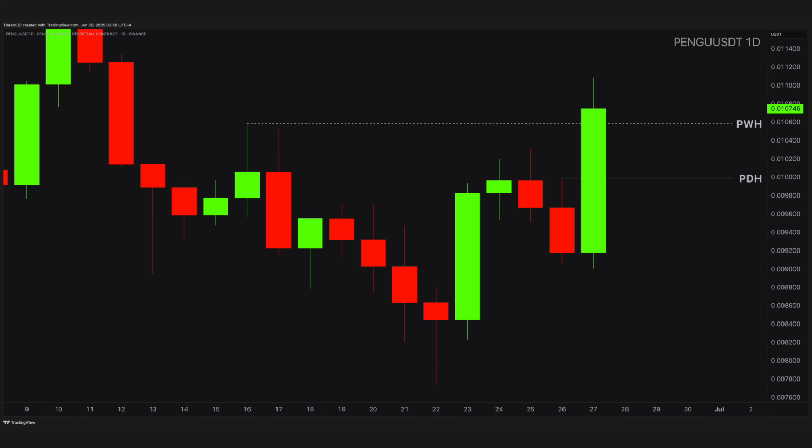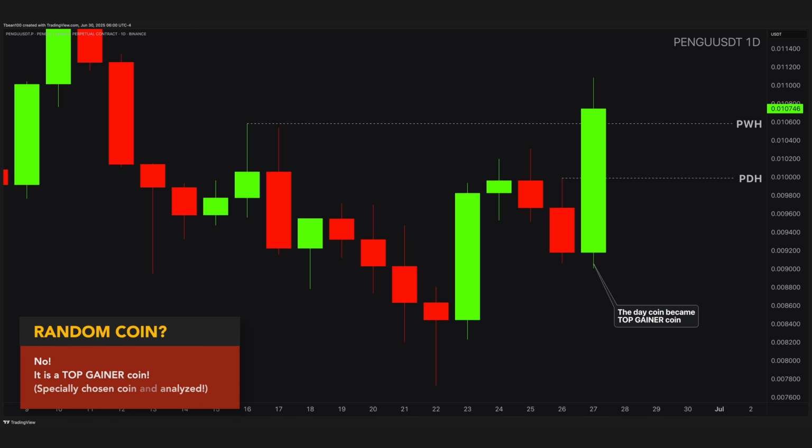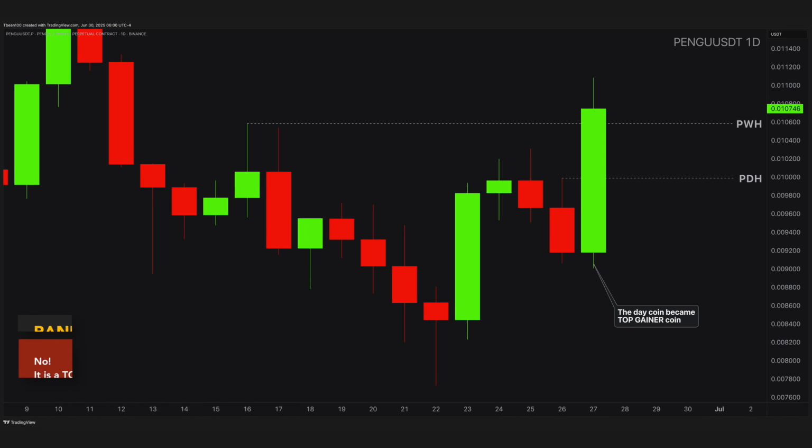If you just go back to the daily chart, you will also notice two very important things. Price attacking two institutional levels on that specific day: previous day high with previous week high. More importantly, again, when all this happened, the coin was in the top gainers list. So it is not a random coin or a coincidence. There is a logic behind choosing this specific coin to trade.